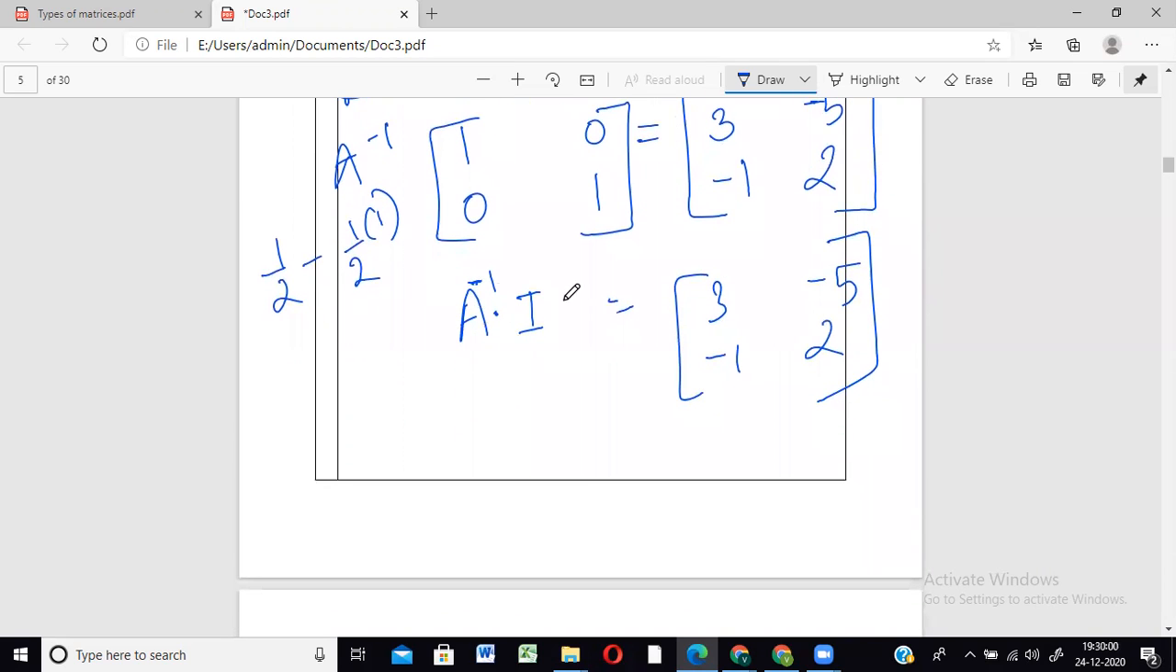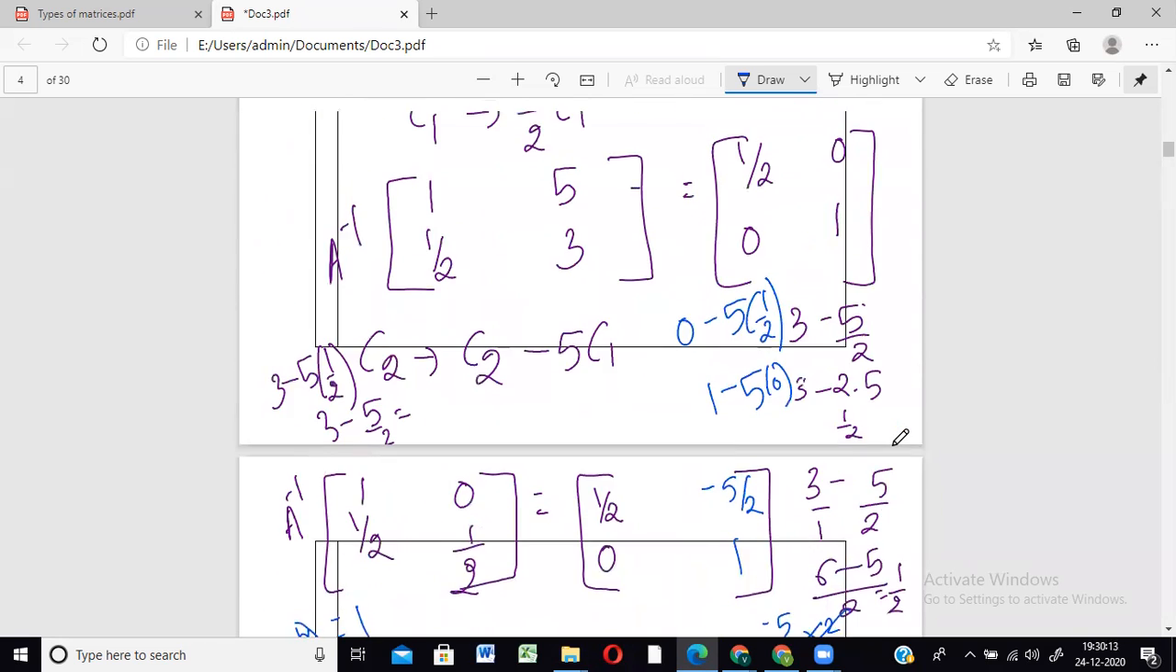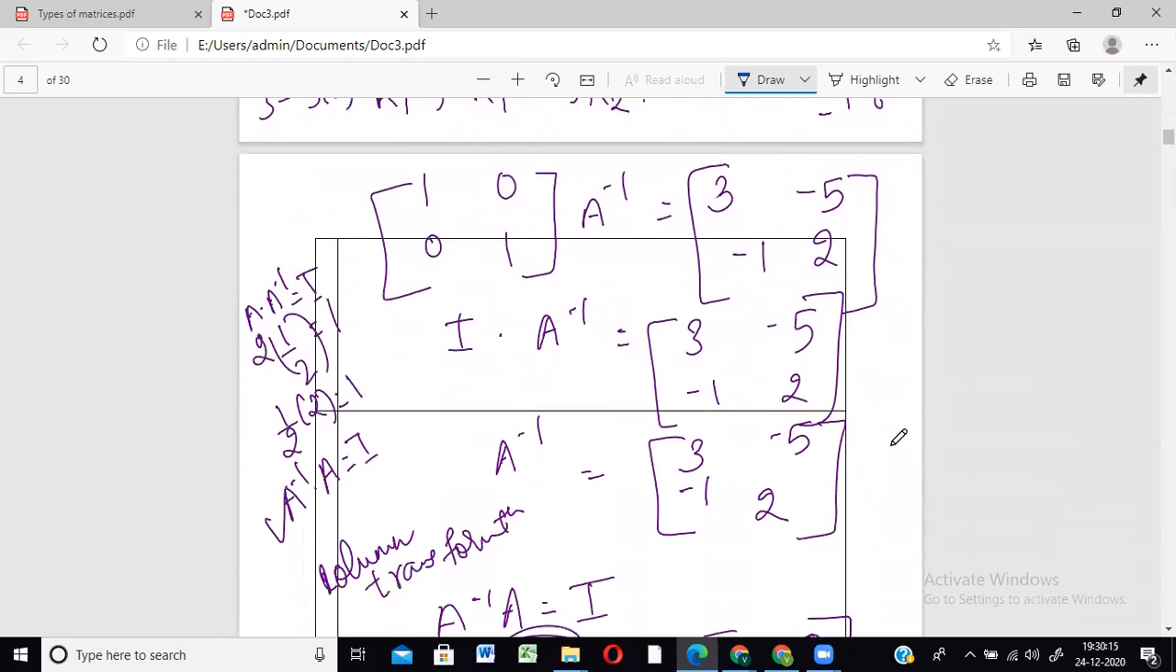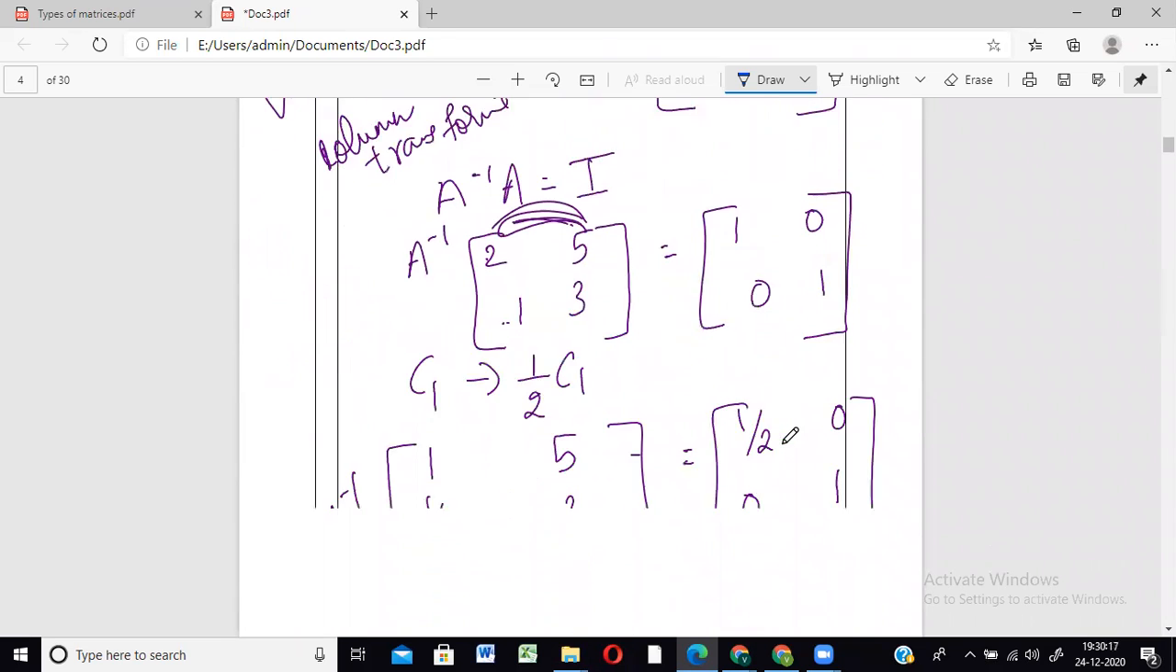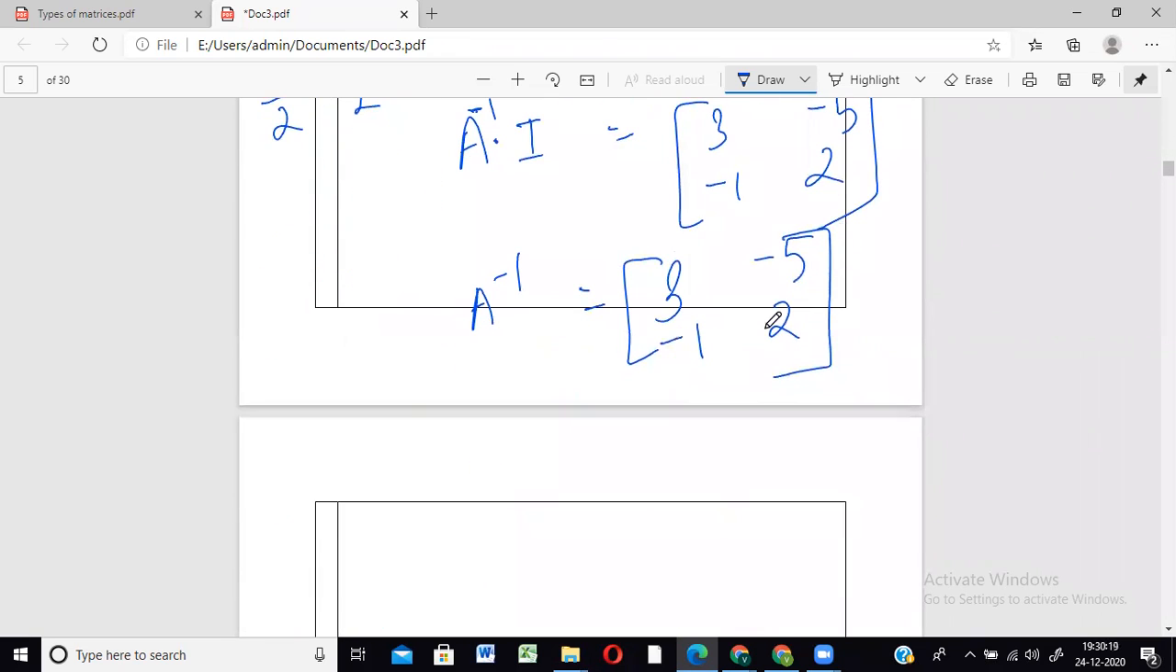Now, as we know, anything we multiply with the identity, we get the same thing. So A inverse will be nothing but 3, minus 1, minus 5 and 2. Let us just check with the identity that we got with the row transformation. What did we get there? 3, minus 5, minus 1 and 2. Here also, 3, minus 5, minus 1 and 2.